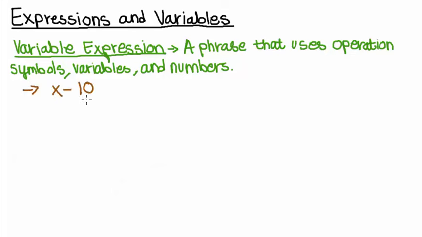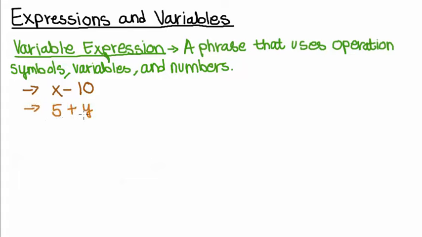X minus 10 is an example of a variable expression because it uses a variable x, it uses the operation symbol of subtraction, and it uses a number such as the 10. Now, what x minus 10 represents is really unknown. It could represent any number of things, but for the purposes of this video, it's not relevant. Another example of a variable expression is this right here.